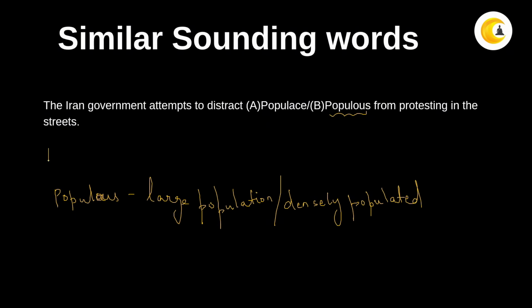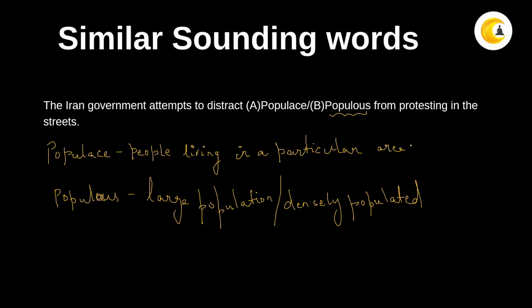On the other hand, there's a word called populace. Okay, what does this word mean? It means people. It refers to people living in a particular area or location or country, anything. Okay, whatever you want to say.